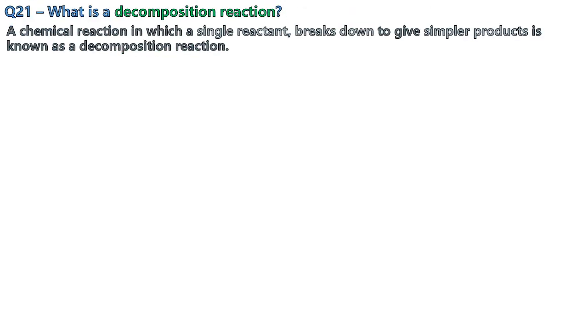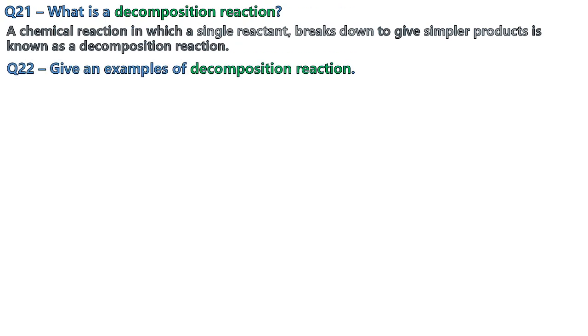What is a decomposition reaction? See, composition is adding together, decomposition is breaking apart. They both are opposites. Combination reaction is combining two compounds together to get a product. Decomposition is taking a single compound and breaking it to get simpler products. A reaction where a single reactant breaks down to give simpler products is known as a decomposition reaction. Give examples of decomposition reaction.